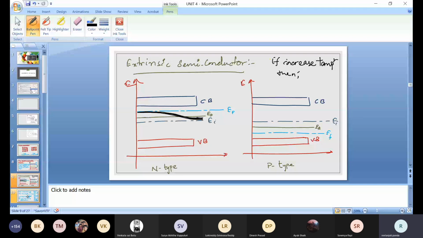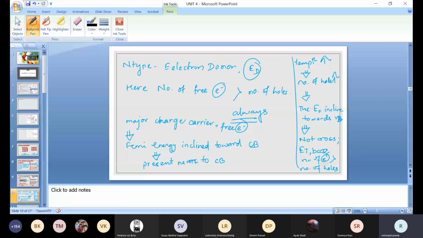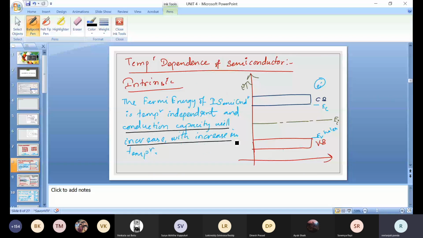So this statement holds good for every type of material. Conducting capacity will increase with increase of temperature, holds good for every type of material, every type of semiconductor. So what I am saying here is that if you increase the temperature, then both semiconductors are going to conduct more electricity. Only thing is that this energy level or Fermi energy is going to be showing different property.